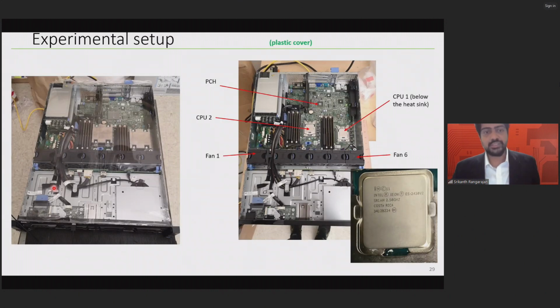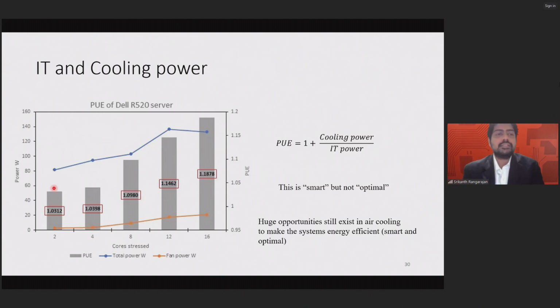We have two CPUs, and what we have observed here is interesting data on the power. So this blue curve shows the total power consumed by the server. We also have the fan power indicated in orange, and we also have the power usage effectiveness in the bars. And this power usage effectiveness is nothing but 1 plus the ratio of cooling power to IT power. And we see that this is smart, but really not optimal.